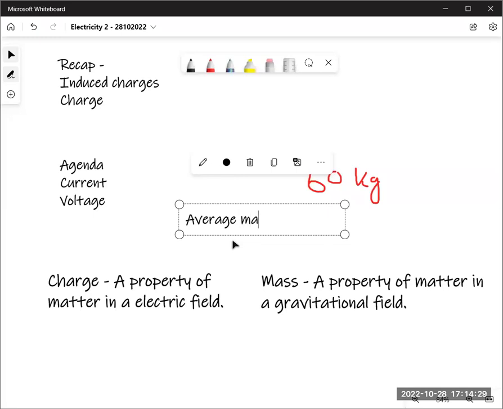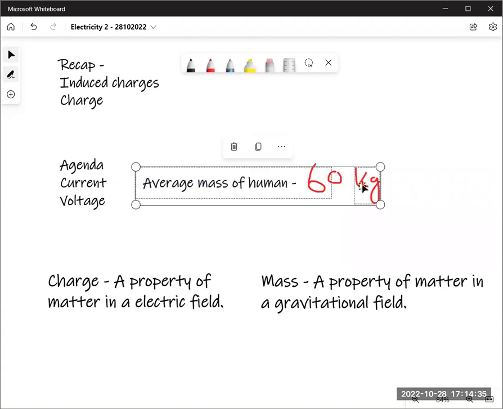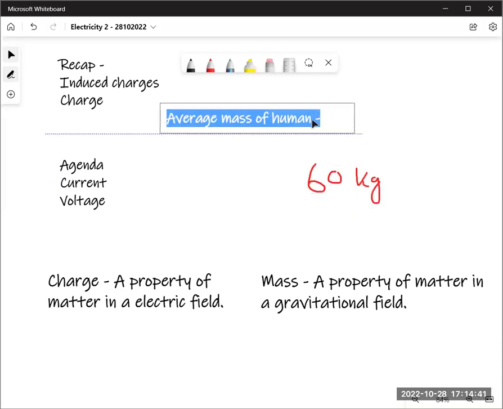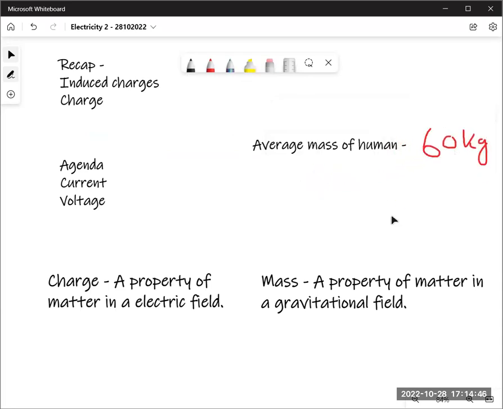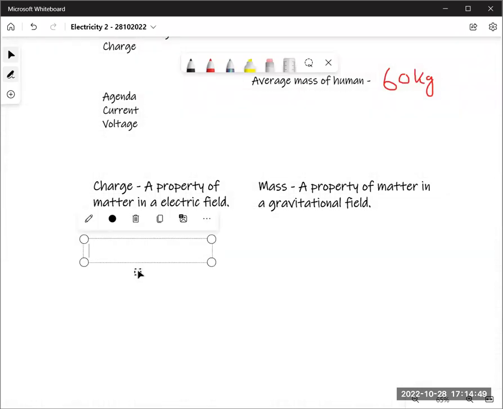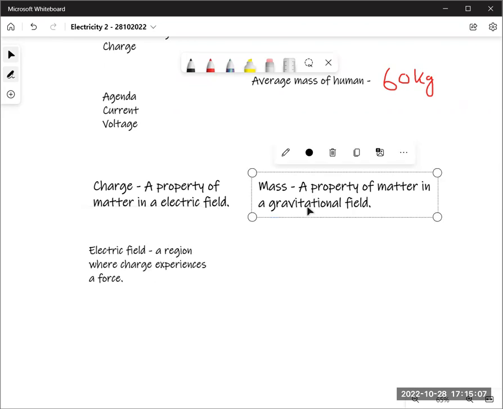In the same way, we have something called charge. Charge is only in an electric field. Well, charge is because of an electric field. So let's look at these electric fields right here. I'm mentioning electric field a lot. You may ask, what is electric field? Electric field is a region where charge experiences a force. In the same way, gravitational field is a place where mass experiences a force.